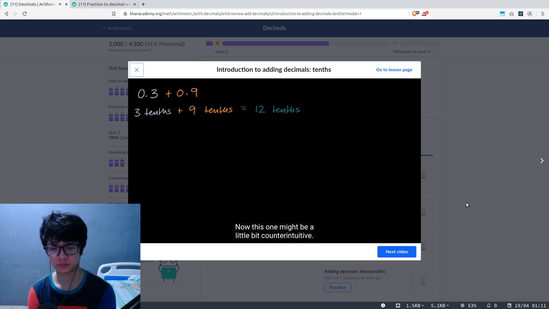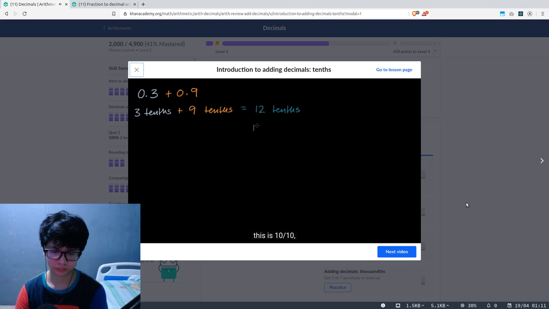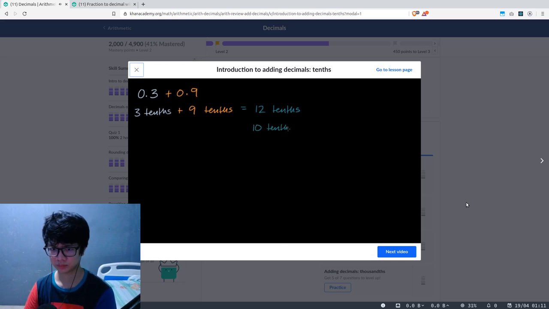Now, this one might be a little bit counterintuitive. 12 tenths, what does that mean? Well, one way to think about it is 10 tenths plus 2 tenths.